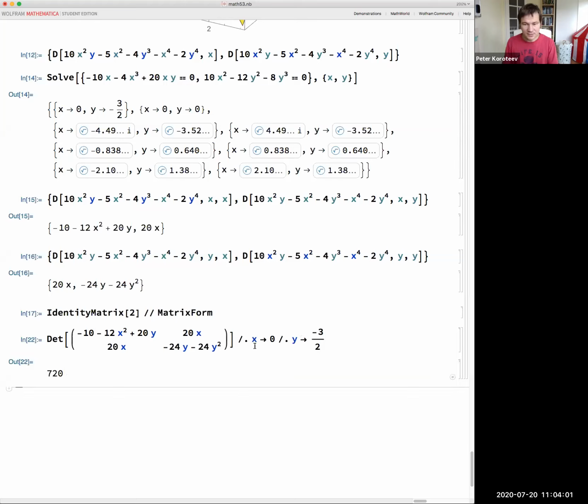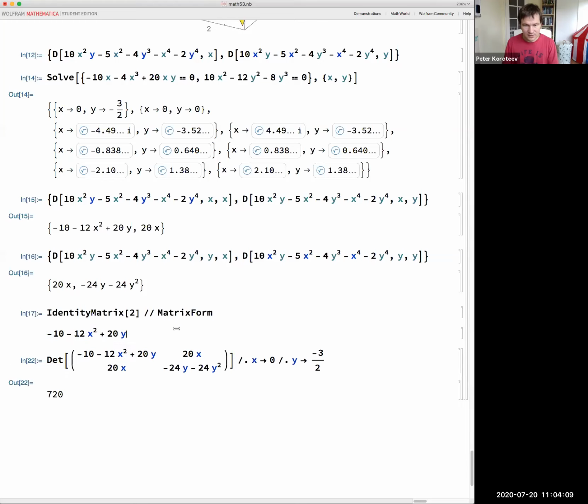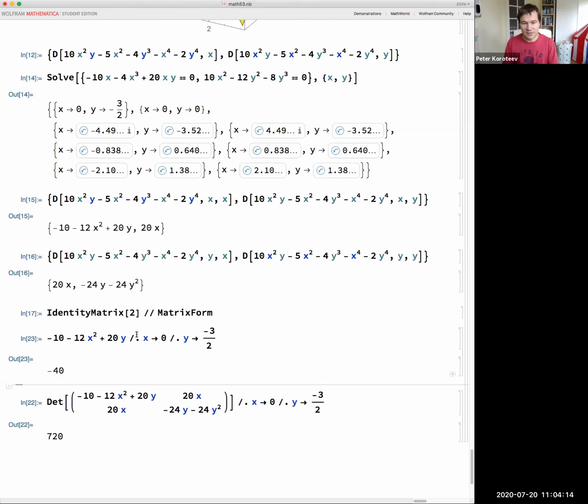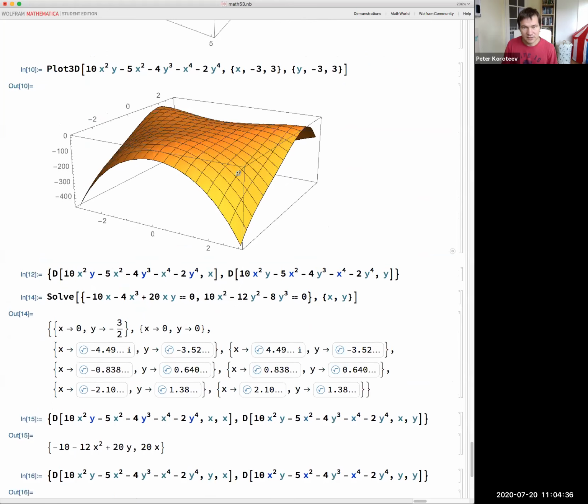So it says 720, so it's positive, and then we need to evaluate each of them here. The second derivative itself is negative, so what's probably happening is that this point 0, minus 3/2 is a local maximum, because the determinant is positive, and this is negative, and this is negative. So let's see where 0, minus 3/2 is.